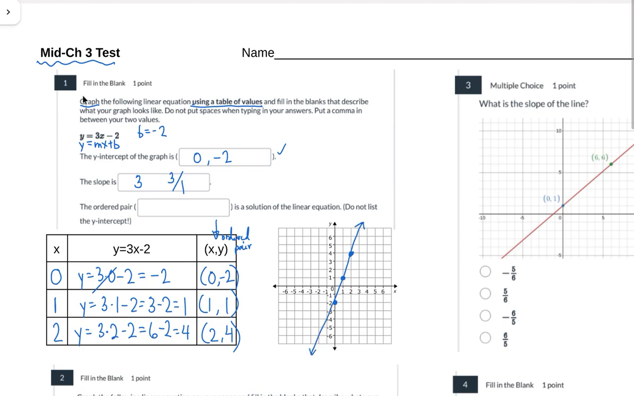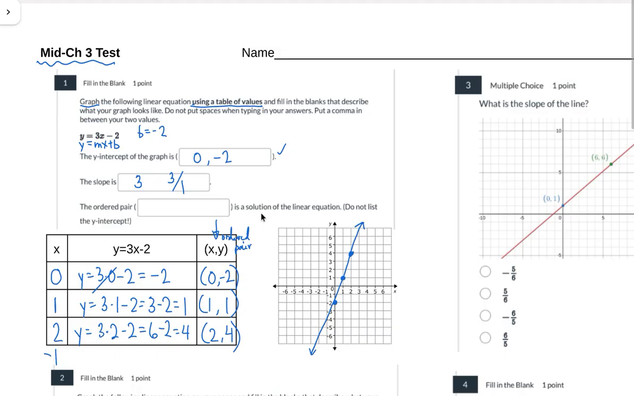It didn't ask me to just plot the points, it said graph it, okay? So you would have needed to draw a line through your points. Now, you might not have chosen these exact values. Maybe you chose -1, or maybe you chose 3 or -2, and that's okay, all right? But these are the examples that I have here for you, okay?